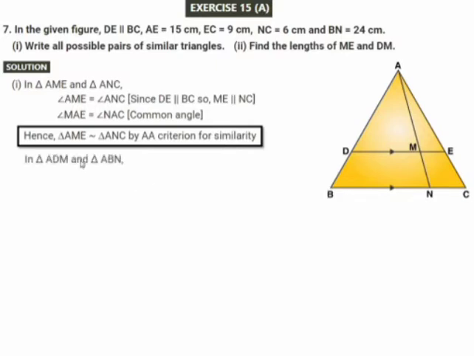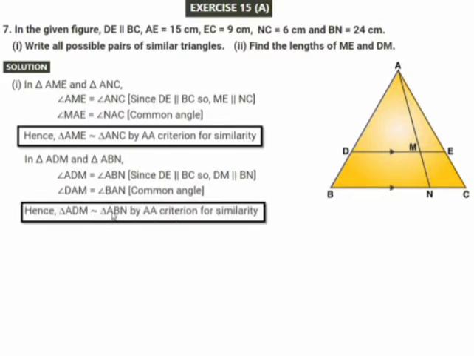Now similarly, let's have a look at triangle ADM and ABN. ADM is this triangle, ABN is this bigger triangle. Here angle ADM and angle ABN will be equal, because they are again corresponding angles, right? Similarly, there is one more angle common, that is DAM, this angle, equals BAN, this angle. Both are the same, which is common. So again, using AA criterion, we can say that these two triangles are also similar.